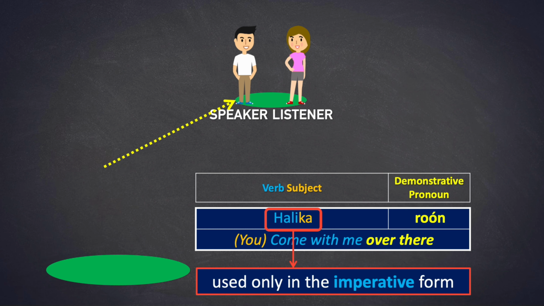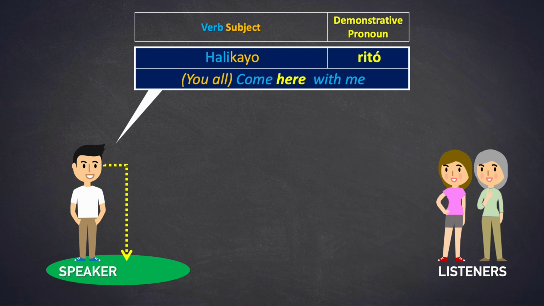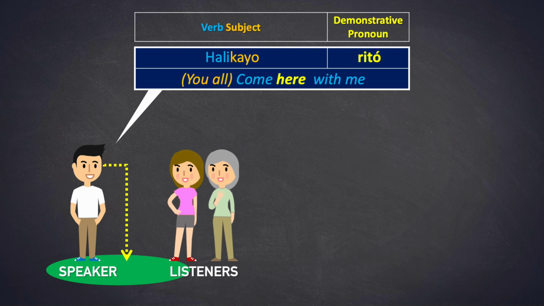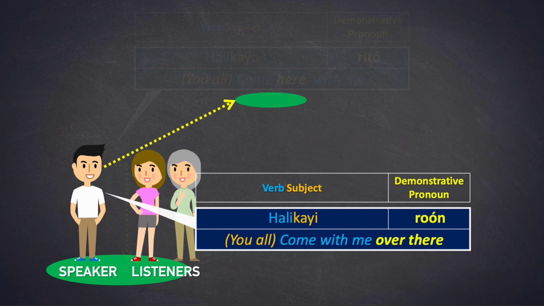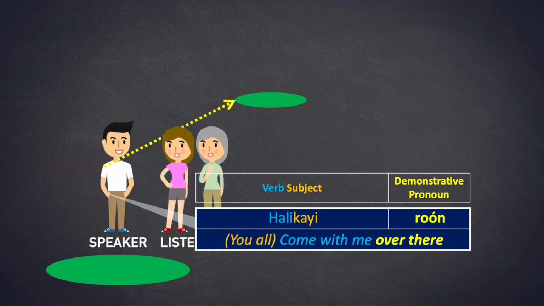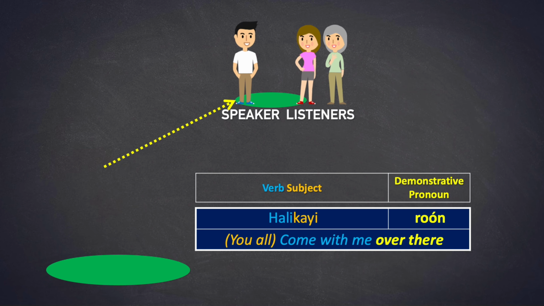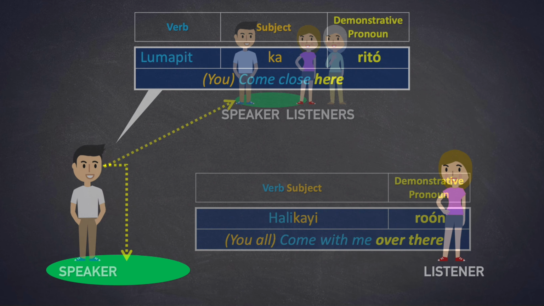We use the verb pumunta to convey the action in the past, present, and future. There is a plural form though. Halikayo rito. You all come here with me. Halikayo roon. You all come with me over there. Cool, isn't it? Moving on.